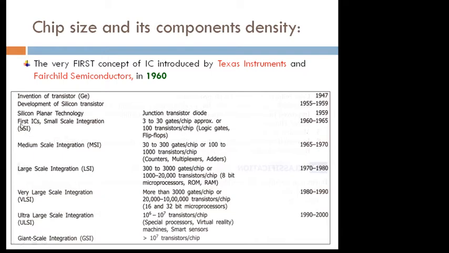Thereafter the first batch of the IC was developed, small scale integration, commonly known as SSI, where you will have somewhere around 3 to 30 gates per chip. एक चिप अगर आप सोचो तो वो चिप है. चिप क्या होती है, कैसे सोचा जा सकता है, what exactly the chip means, we will discuss in the next slide and so on. So per chip, right now just accept it as a chip is a very small tiny piece of silicon.